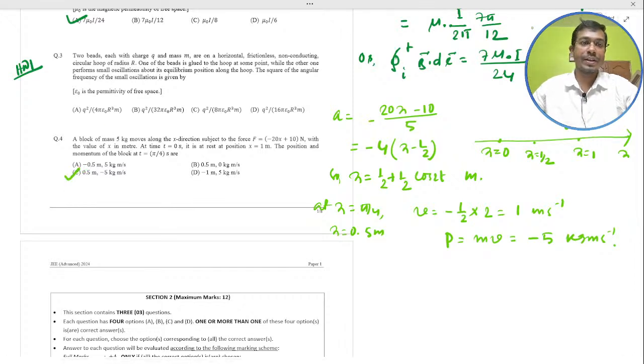Correct option is C. That means the position is 0.5 meter. Put this value at t equal to pi by 4. In this equation 1, you would get the x 0.5 meter and the momentum minus 5 kg meter per second. Next question.